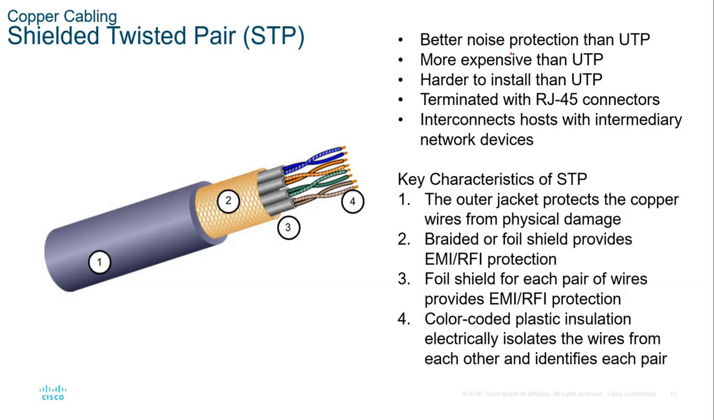So we have shielded, still the same. But when it comes to shielded, it has better noise protection than UTP. EMI and RFI are mitigated by this foil. It is more expensive and harder to install than the other one, and is terminated with an RJ45 connector. Still, it interconnects hosts with intermediary devices.